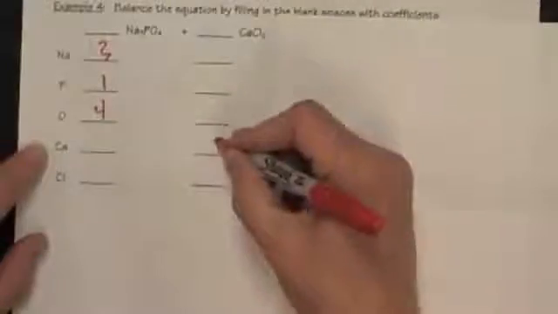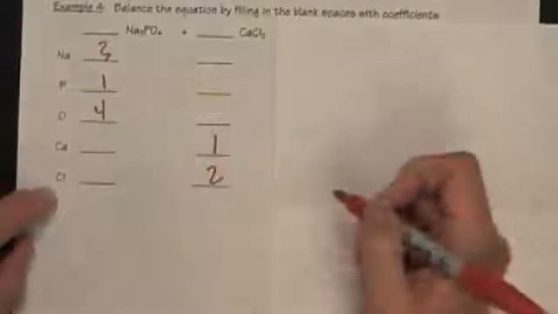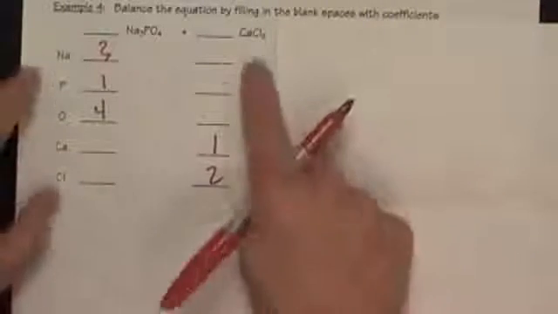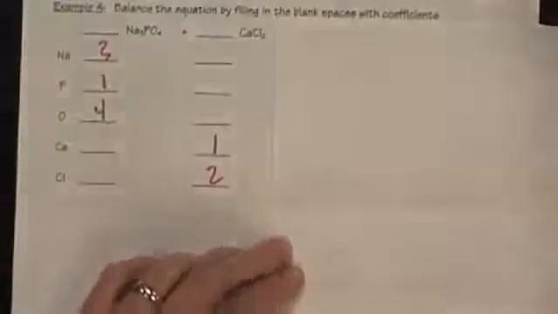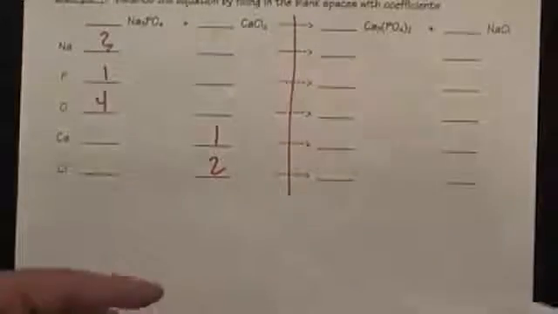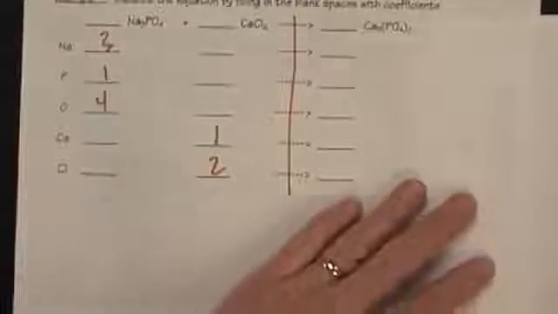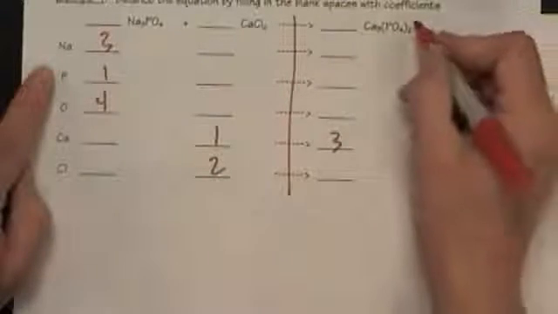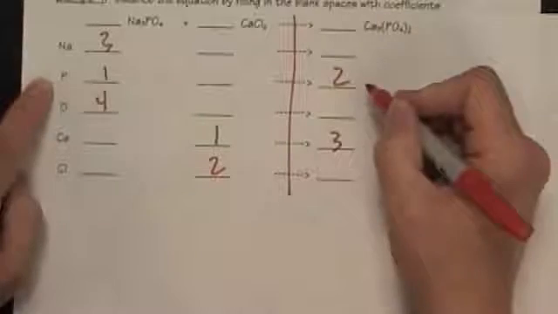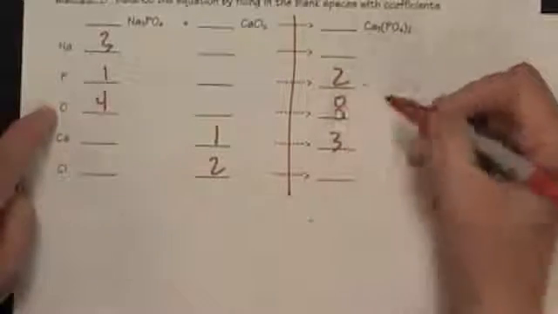The next reactant, there's 1 calcium and 2 chlorines. I don't have any sodiums, phosphorus, or oxygen here, so I don't have to write anything. Those are the 2 reactants. I'll divide my problem into the reactants and the products. Next substance, calcium. Okay, we got 3 of those. Phosphorus, there are 2 of those, because the 2 multiplies. 2 phosphorus. And oxygen, there are 8.